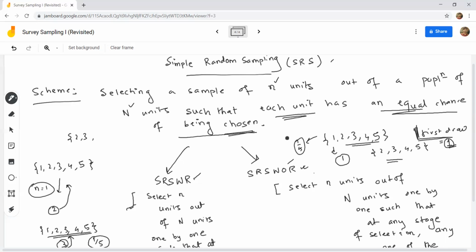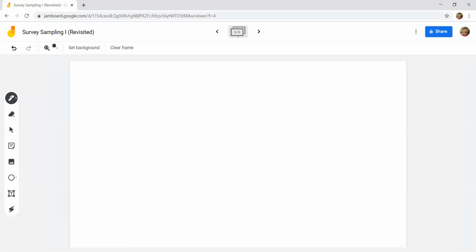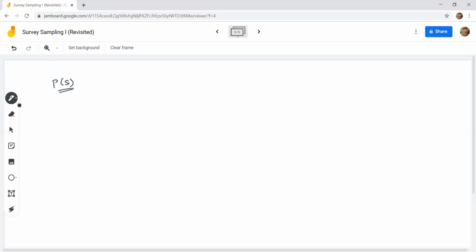Before that, I'll ask you, for SRSWR, we discussed the sampling design, the PS. The PS was 1/NCn for your WOR sampling. So what should be the PS for WR, along the same lines?